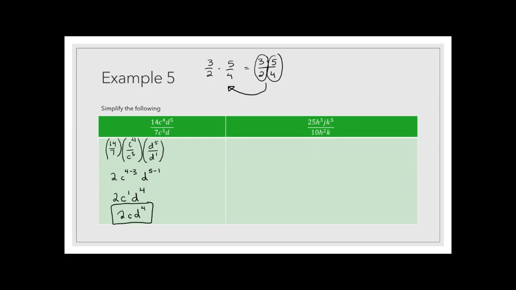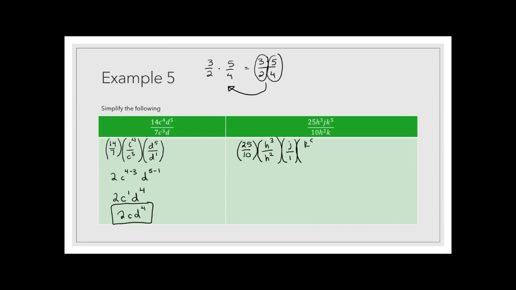So I'm going to do the same thing on the one on the right, where we have 25 h to the 3rd j k to the 5th over 10 h squared k. I'm going to separate it out. I'm going to group the 25 over 10 together. Then I'm going to group the h's together, so h to the 3rd over h squared. I'm going to group the j together, and that j is alone on the top. It doesn't have anything on the bottom, so we're going to just write a 1 there.